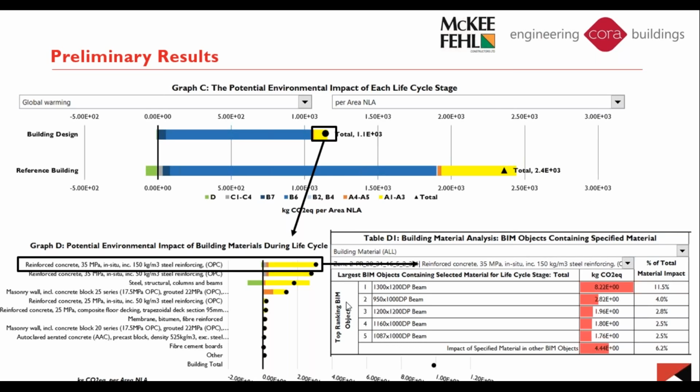The reason we're doing this kind of analysis is that it enables us to investigate potential environmental hotspots in the building so that we can go back to the BIM model and look at replacing or minimizing the impact of that material.